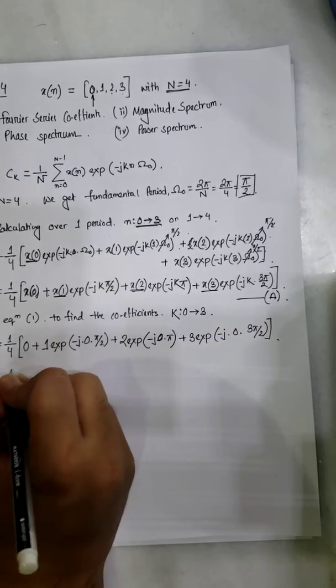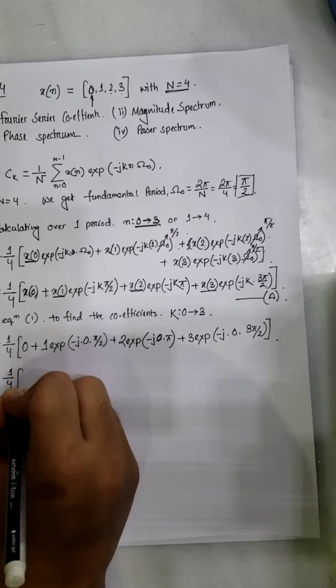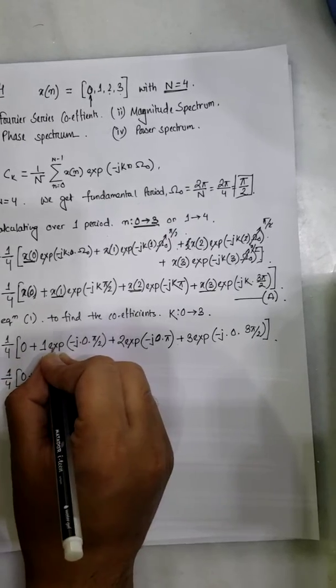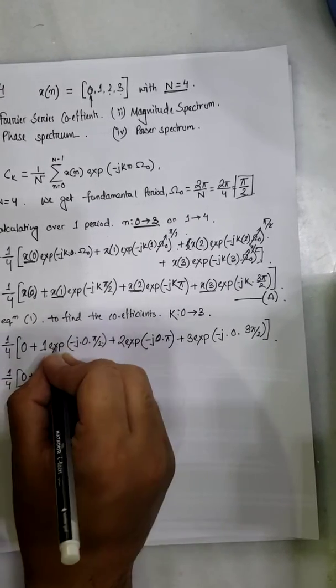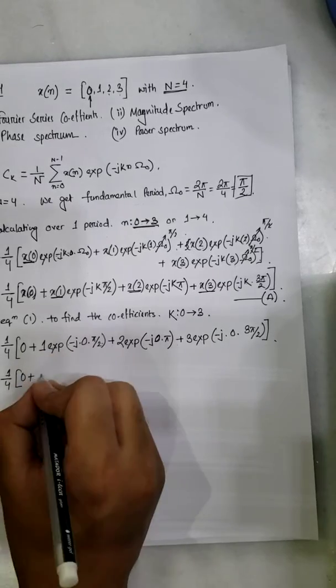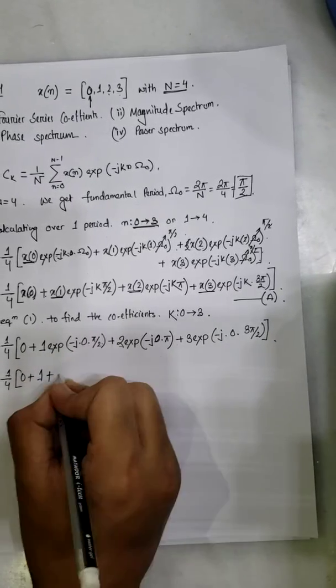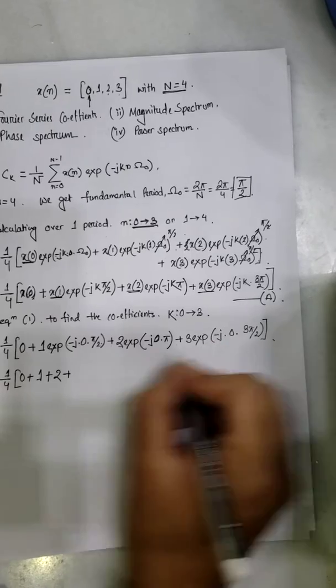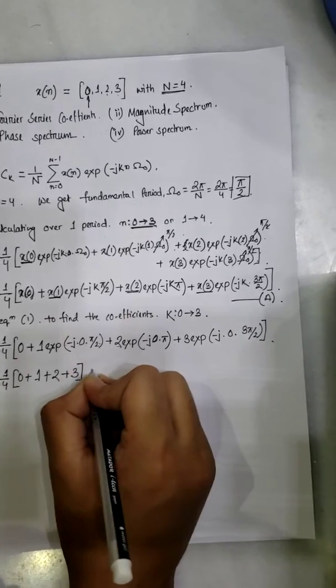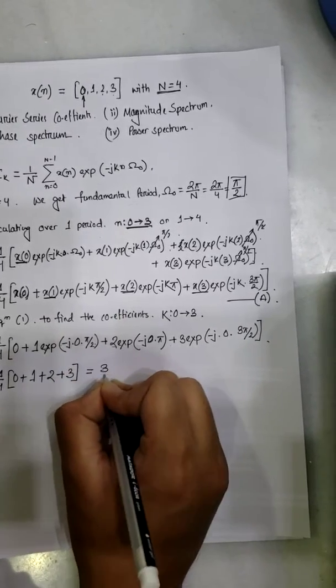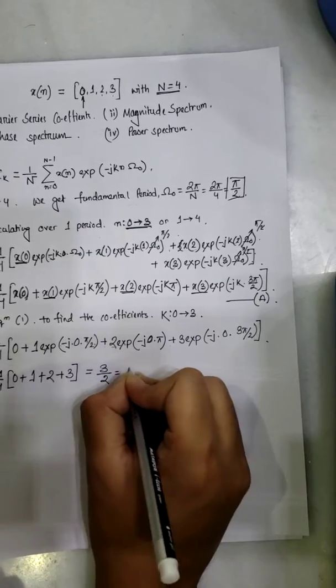And this expression becomes 0 plus e to the power 0, this whole exponent becomes 0, so e to the power 0 is 1, times 1 is 1. Similarly, this becomes 2, and this becomes 3, and so c naught is 6 by 4, that is 3 by 2, that is 1.5.